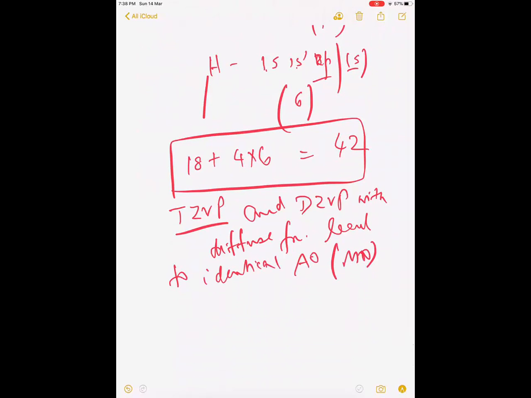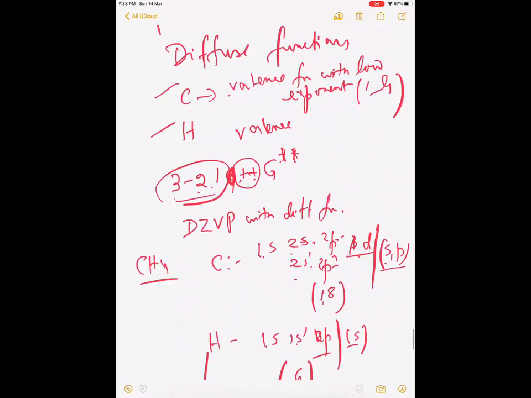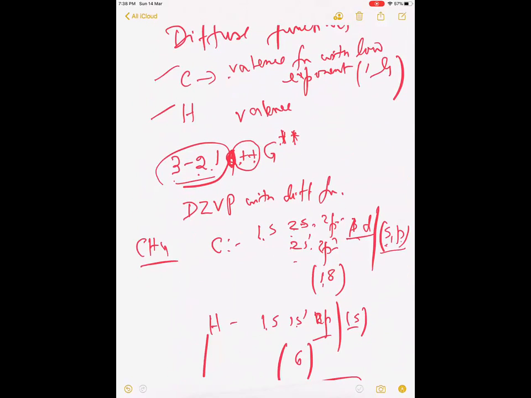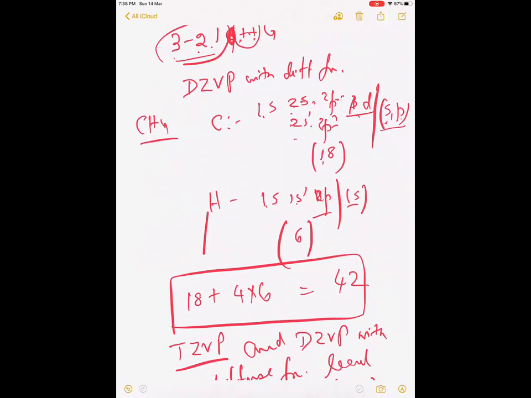The K value is identical because when I do the number counting, it doesn't matter whether it is diffuse or not diffuse. You understand? It is S and P. So either I'm doing TZVP or DZVP with diffuse. Of course, if I do TZVP with diffuse, that number will be more, so I will be able to calculate once again. It's a very, very simple calculation. Just keep your head. It's very easy.